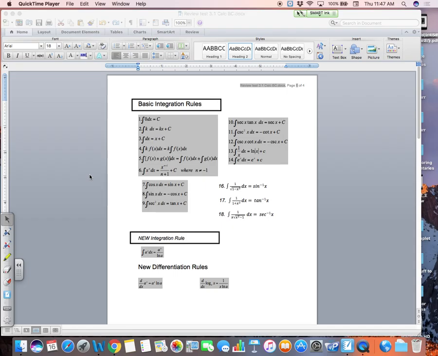Remember, the integral of 1 over x is the ln of the absolute value of x. We talked about that yesterday and why that was true. So don't forget to put those as absolute values, unless it's something positive like x squared, where the absolute value doesn't matter.